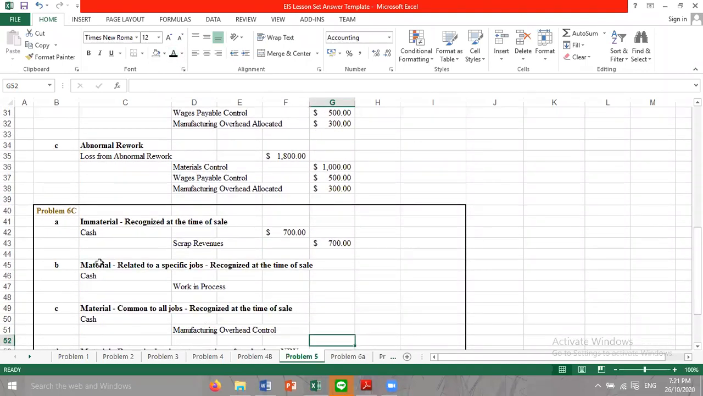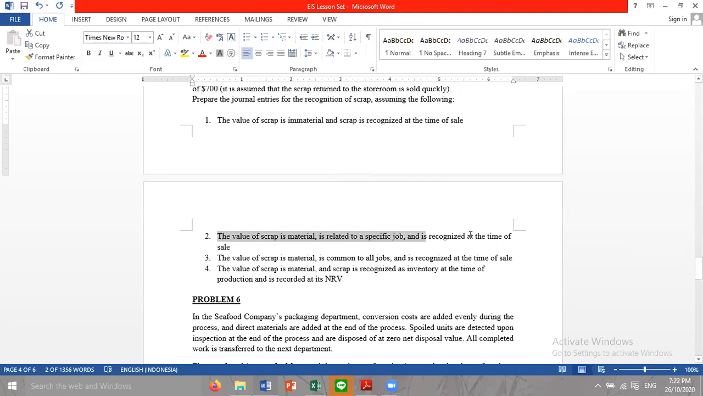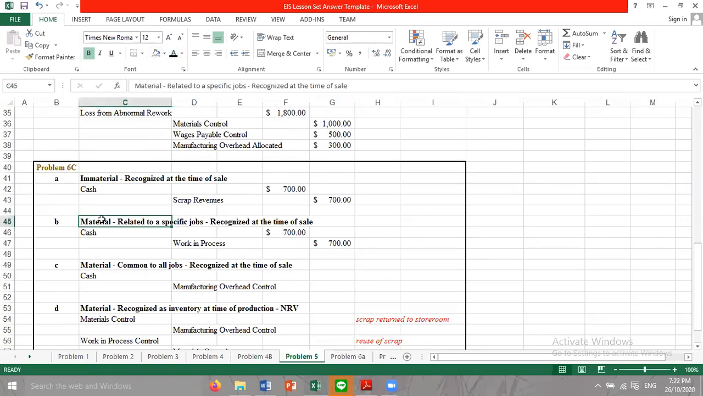Then next, B, if it's material and related to a specific job and it's recognized at the time of sale. Once again, the same thing. This time it's cash, but we credit work in process because we acknowledge it's material, so we can reduce the cost of good units produced or the work in process cost. So this time we debit cash 700 and we credit work in process $700. That's for material related to a specific job.